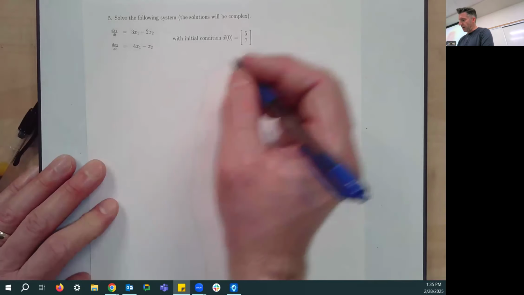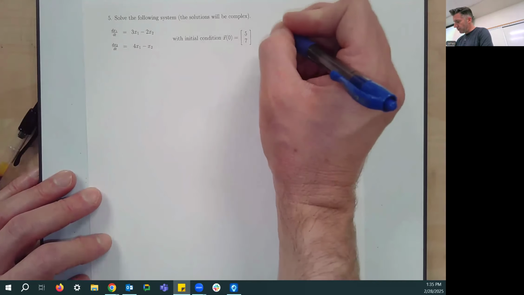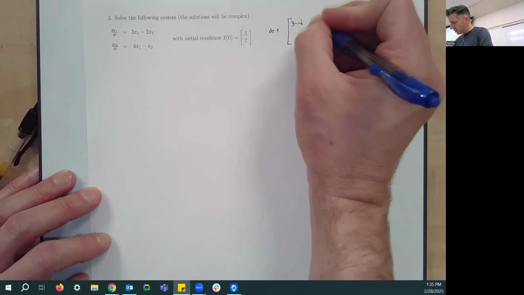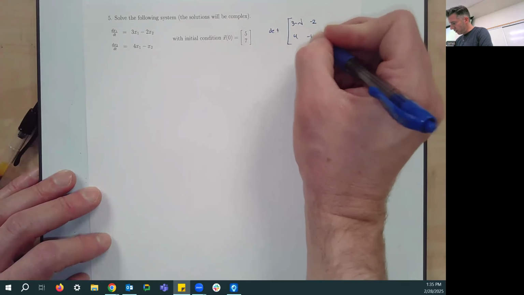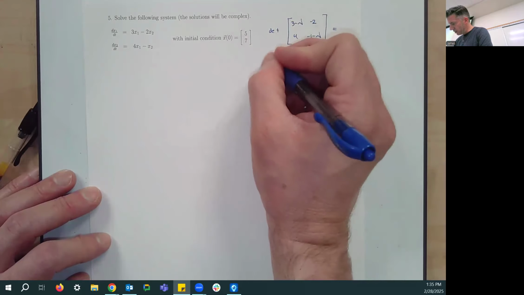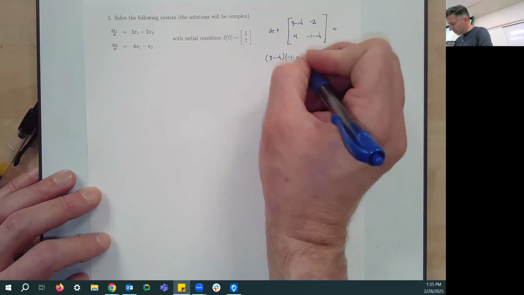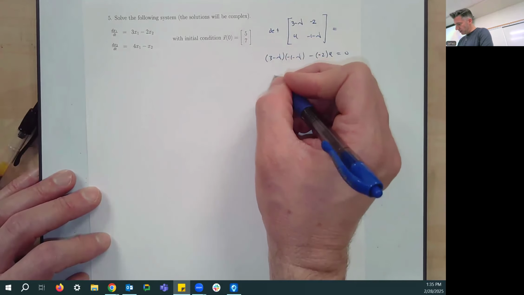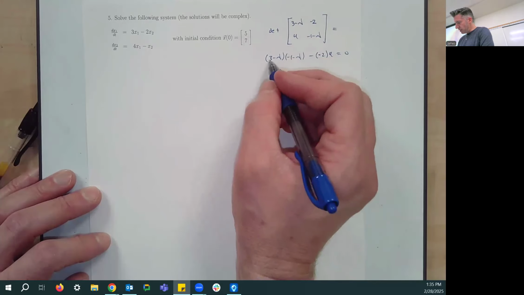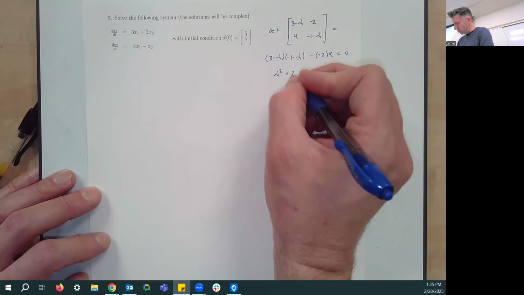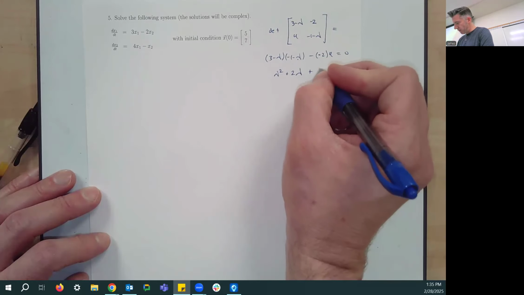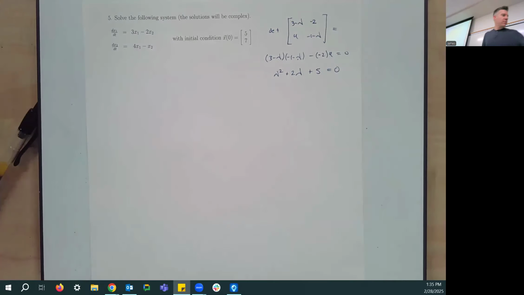So let's go ahead and find the eigenvalues. We're going to have the determinant of 3 minus lambda, -2, 4, -1 minus lambda. That's going to equal (3 minus lambda) times (-1 minus lambda) minus (-2) times 4. And then we simplify this, it's lambda squared. -3 lambda plus lambda is +2 lambda. And then -3 plus 8 is +5. Double check, I'm not making a mistake. Nope, we're good to go.